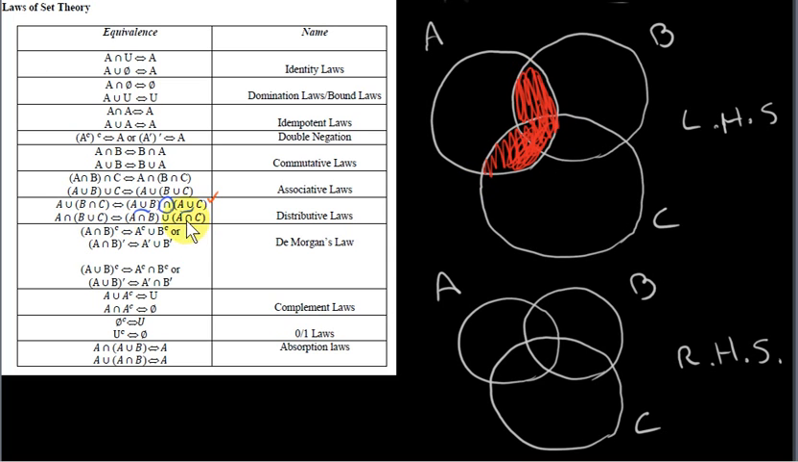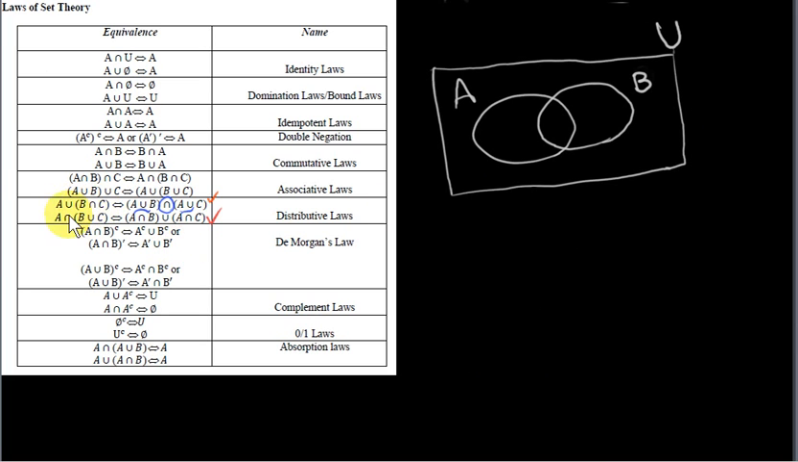Now let's look at the right hand side. We want to take A intersecting B, which is this region here, and unite it with A intersecting C, which is this region here. So we just want to unite A intersecting B, this region, with this region. Put them together so you can see that we have the same region. So these are equivalent.